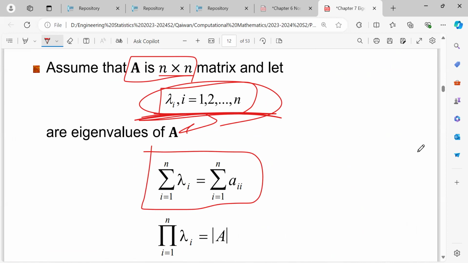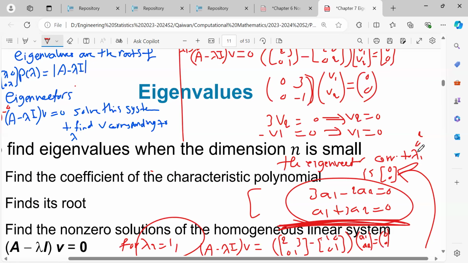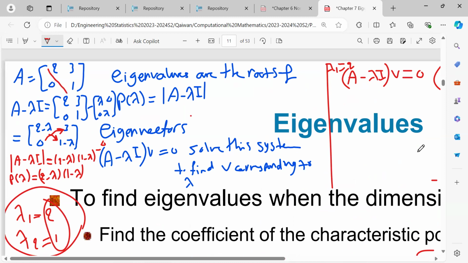Let's return to the above one. Here we had two eigenvalues, which are 2 and 1. The sum of these two eigenvalues must be the same as the sum of these entries. Are they the same? Yeah. It's called the trace. The sum of elements on the main diagonal is called the trace. So the sum of all eigenvalues is equal to the sum of all entries on the main diagonal.